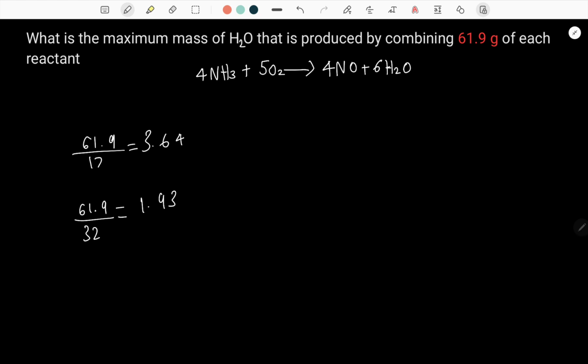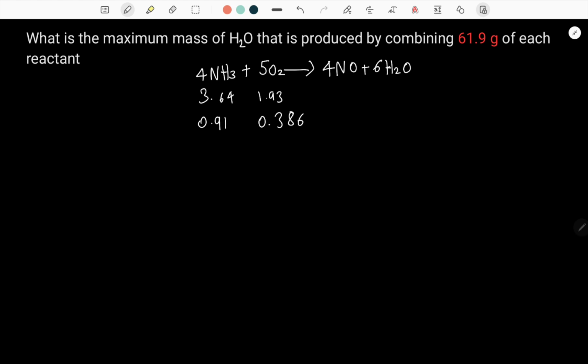Let's write it there. And 1.93. Now the next step is to divide by the coefficient. After we divide by the coefficient, 3.64 divided by 4 gives you 0.91, and 1.93 divided by 5 gives you 0.386. We know that this is more than this, and O2, the 5 O2, is the limiting reactant.